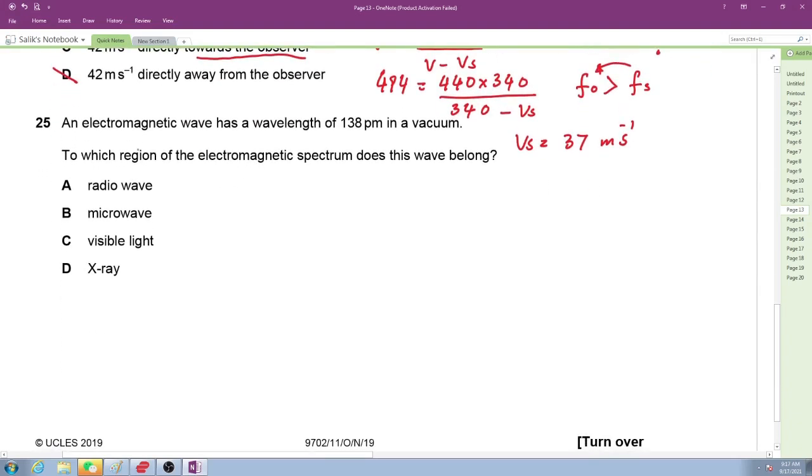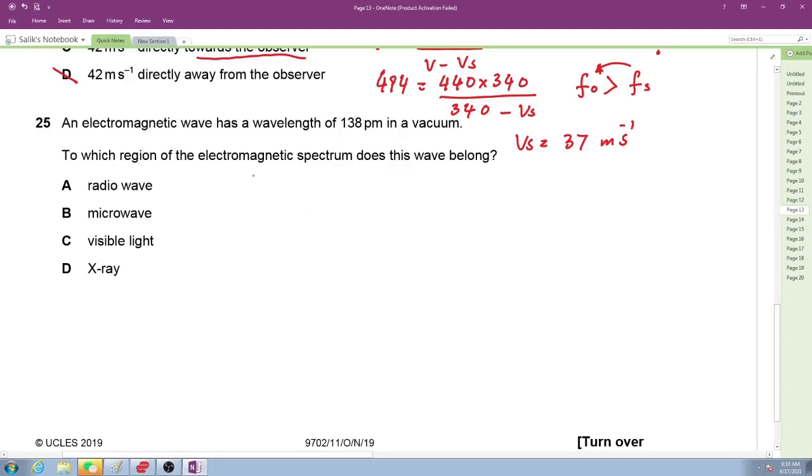Question 25 is: an electromagnetic wave has a wavelength of 138 picometers. This is pico; pico is 10 to the negative 12. In vacuum, to which region of the electromagnetic spectrum does this wave belong? It is very important for a student to memorize the wavelengths of all the electromagnetic waves: radio, micro, infrared, visible, ultraviolet, X-ray, and gamma ray.